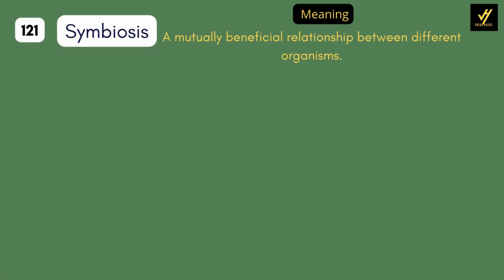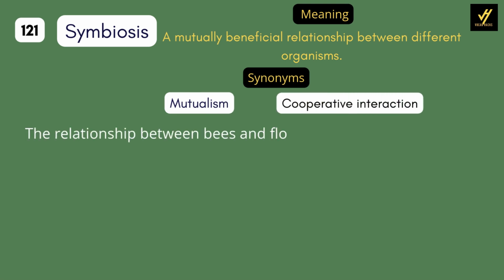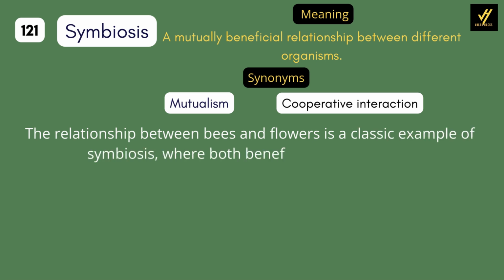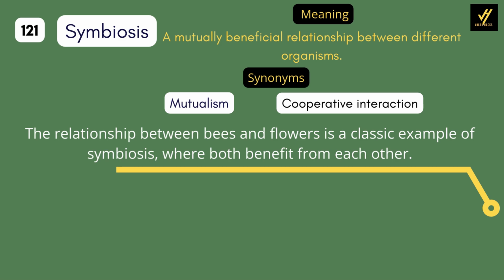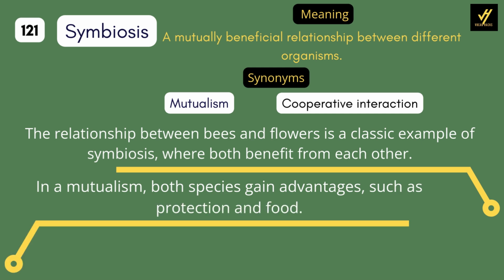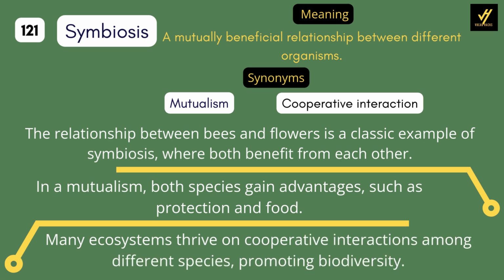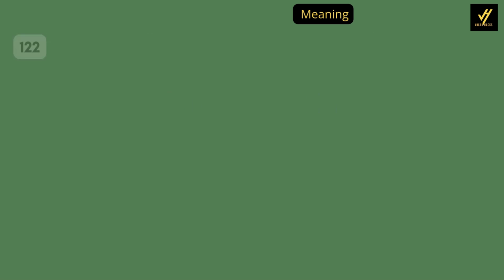Symbiosis, a mutually beneficial relationship between different organisms. Mutualism, cooperative interaction. The relationship between bees and flowers is a classic example of symbiosis, where both benefit from each other. In a mutualism, both species gain advantages, such as protection and food. Many ecosystems thrive on cooperative interactions among different species, promoting biodiversity.